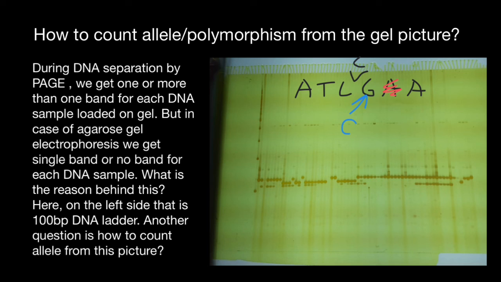And polyacrylamide gel electrophoresis has higher resolution power. That's why, again, we can see 2 bands. When we're using agarose gel electrophoresis, we may see only 1 band.